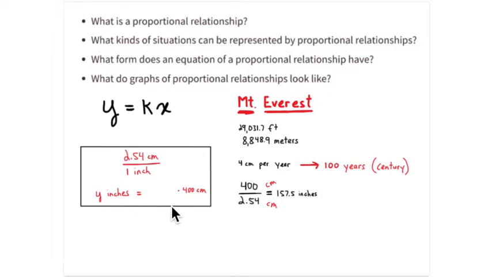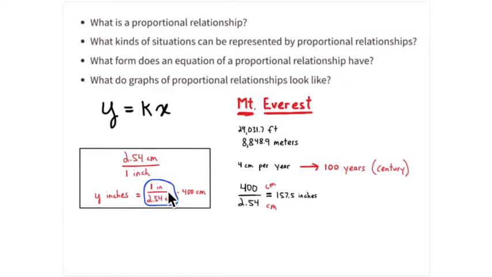So to measure the same length in inches, you're going to use fewer inches than you're going to use centimeters, because centimeters are smaller. So you're going to end up making this amount smaller. So you're going to divide by 2.54 centimeters. That's the same as multiplying by the reciprocal.